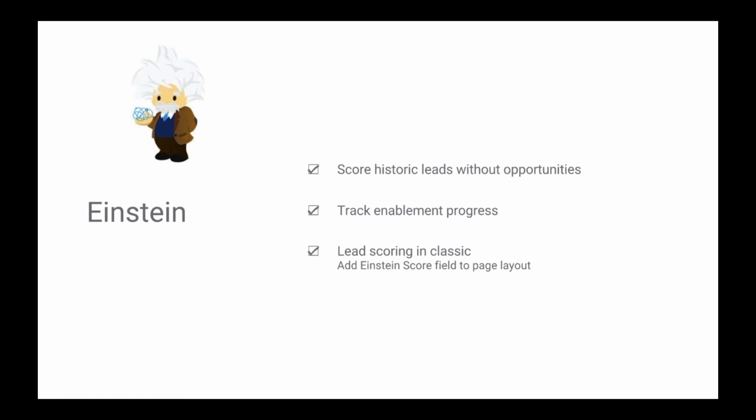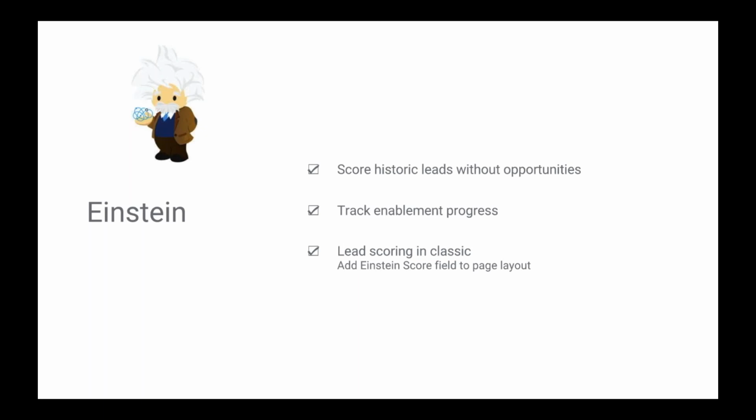Historic leads are now scored even if they didn't get converted into opportunities, whereas previously, if you didn't have an opportunity, then those leads wouldn't be taken into account. They still have to be converted, but they can be converted into existing accounts and contacts rather than leading to an opportunity. You can track the enablement process for Einstein lead scoring, which you never used to be able to.